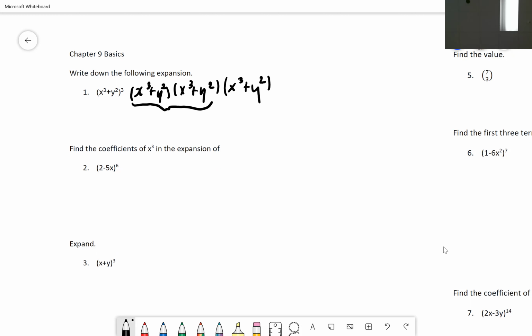You know that this is going to be x to the 6 plus twice x to the 6 y to the 4 plus y to the 4. Right? And then that's what would have happened there. And then you would have expanded that.